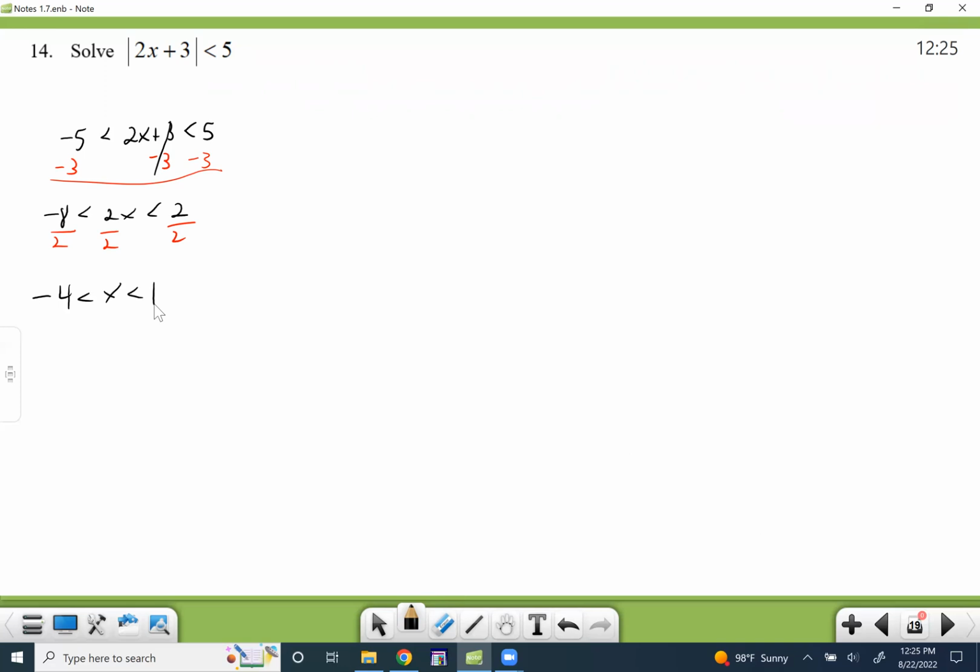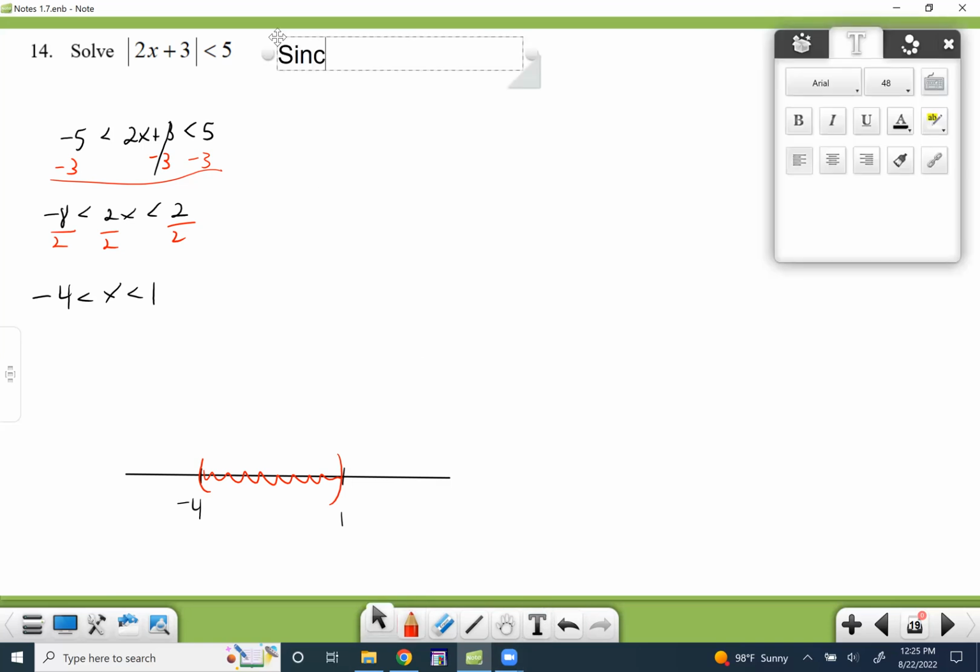All right, so we know that that means the numbers between. So we're going to go ahead and put -4 on here. We're going to put 1 on here. We're going to shade the numbers between. And both are going to be parentheses, right? Since there's no or equal to's. Okay, so a couple things. Since it's a less than, sandwich it, right?